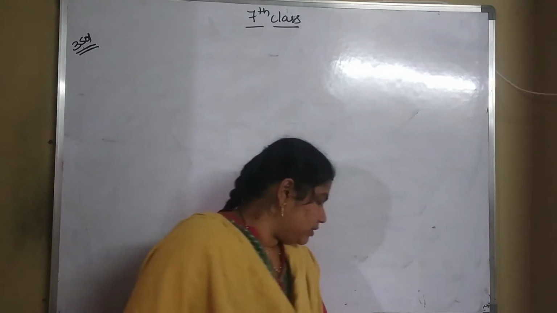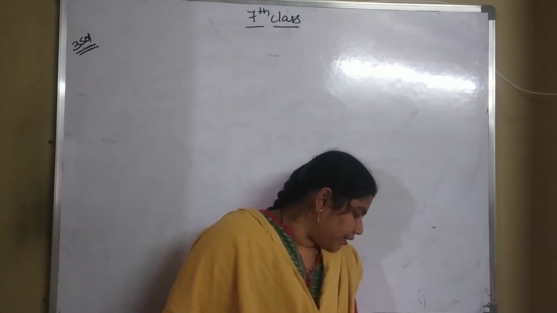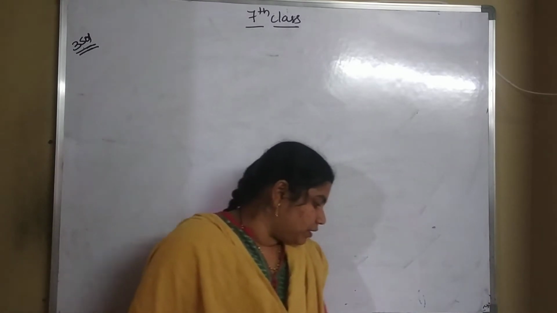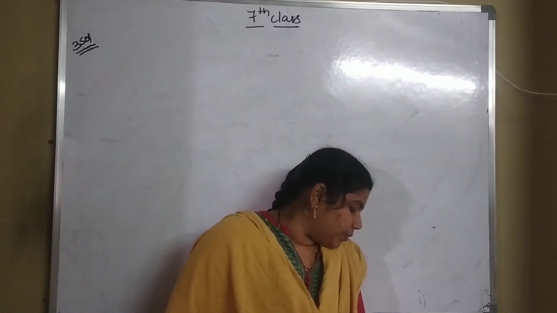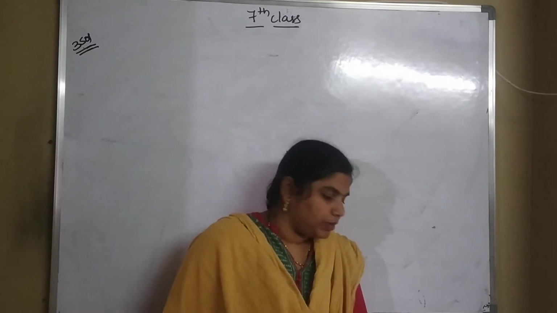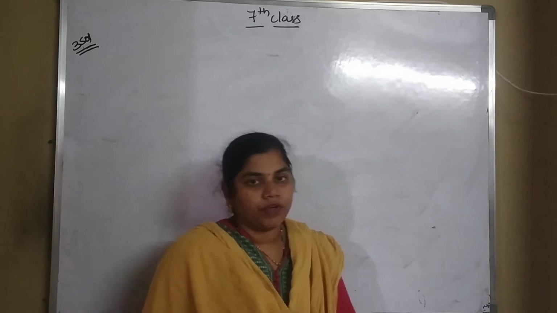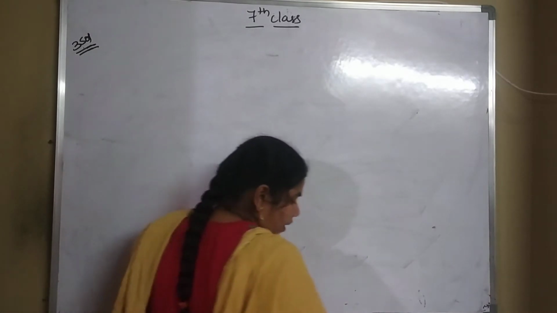Next problem: triangle ABC is right-angled at A. AD is perpendicular to BC, and AB is equal to 5 centimeters, BC is equal to 13 centimeters, and AC is equal to 12 centimeters. Find the area of triangle ABC. Also find the length of AD. So we have to find the length of AD here.